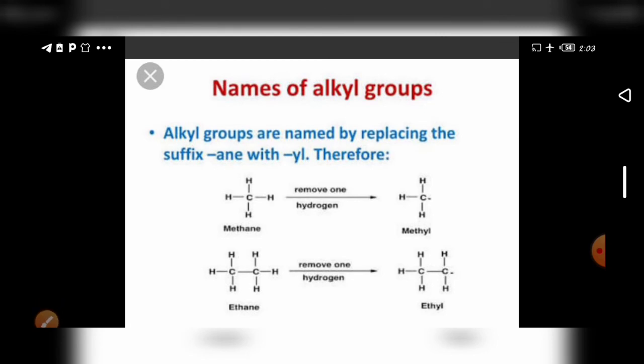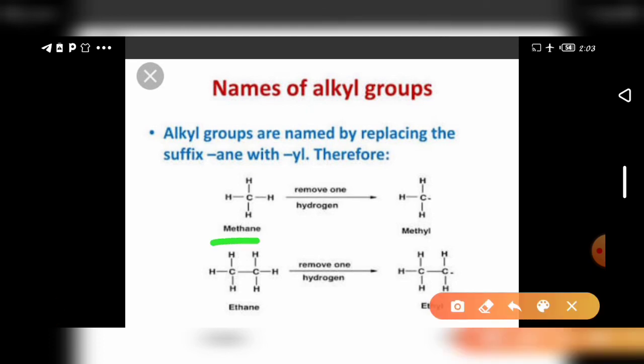In the same way, alkyl groups are named by replacing the suffix -ane of the alkane with -yl, therefore by removal of one hydrogen. So removing one hydrogen, you get the methyl group. See here, methane has 4 hydrogens on one carbon atom. When one hydrogen is removed, you get CH3, that is the methyl group. So you replace the -ane by -yl, that suffix you add instead of -ane, and that is known as the name of the alkyl group.